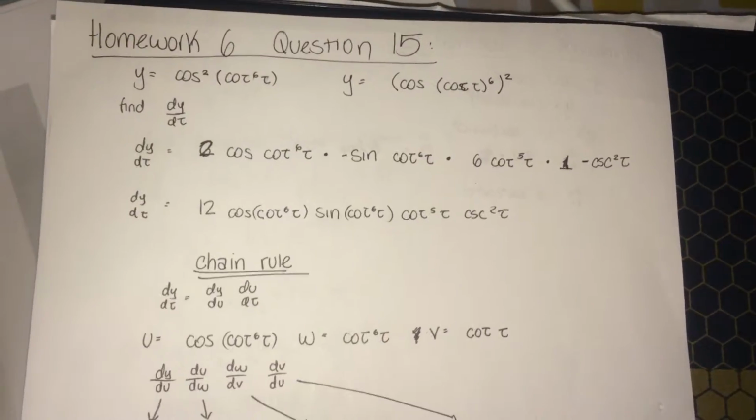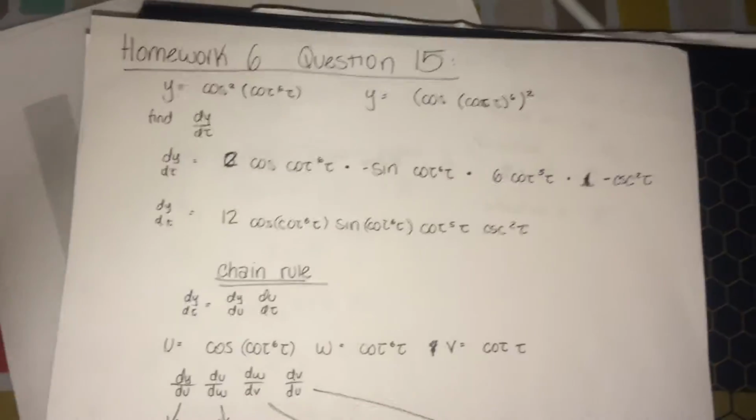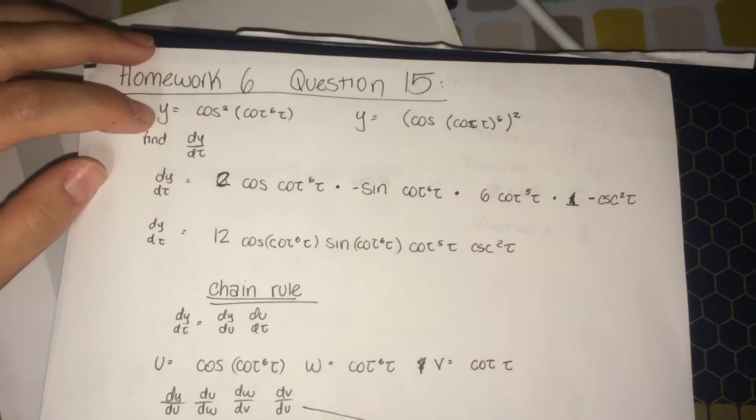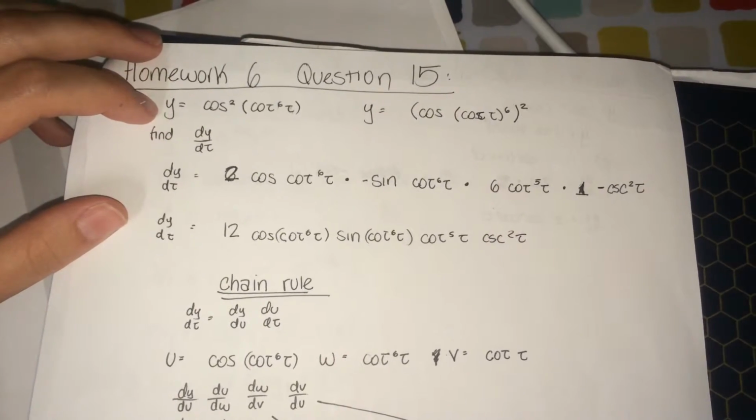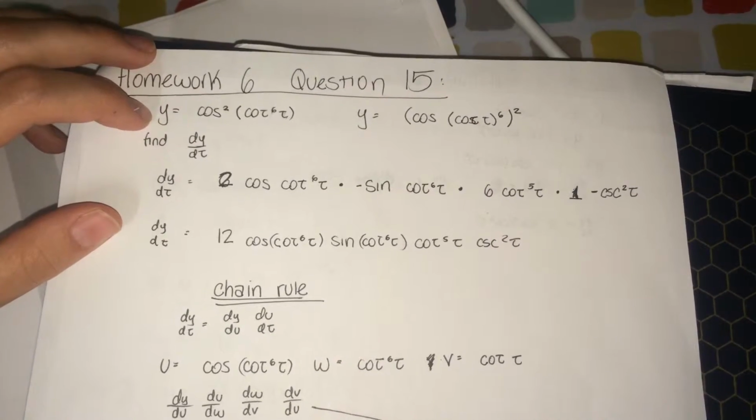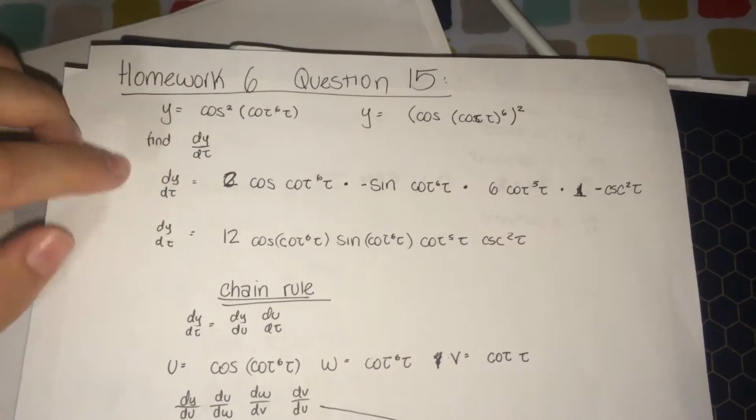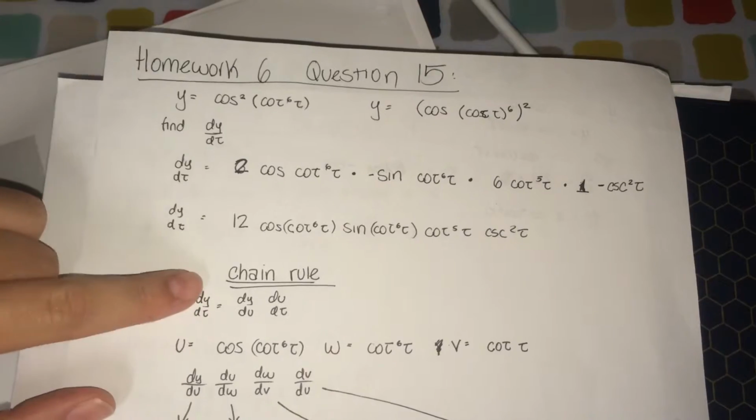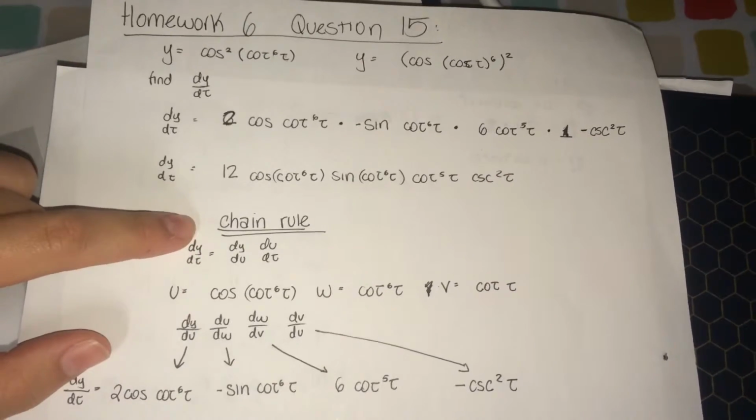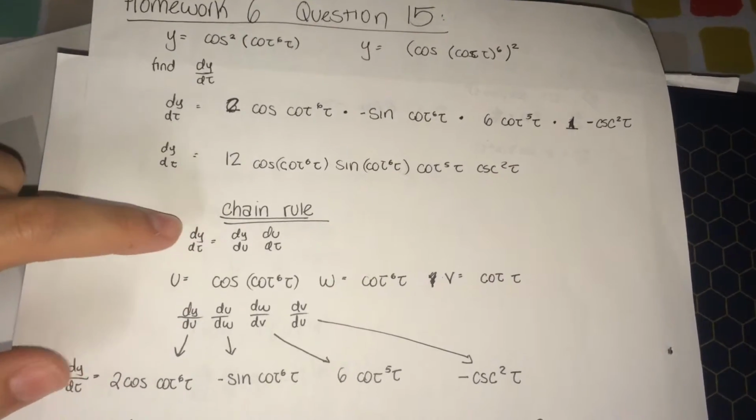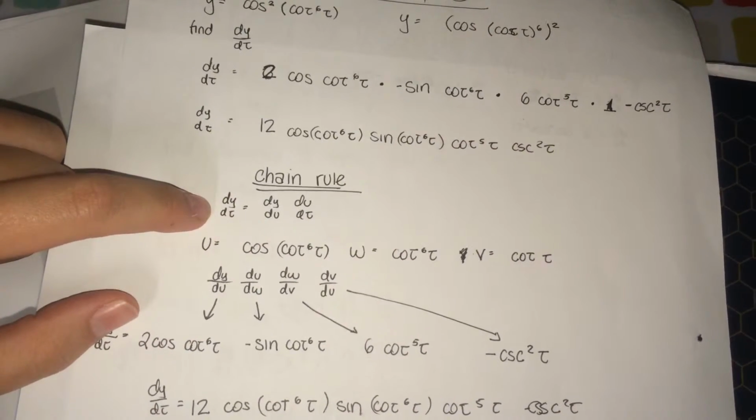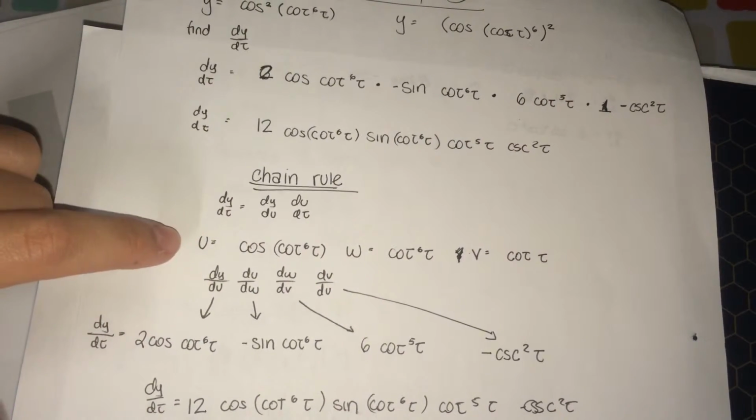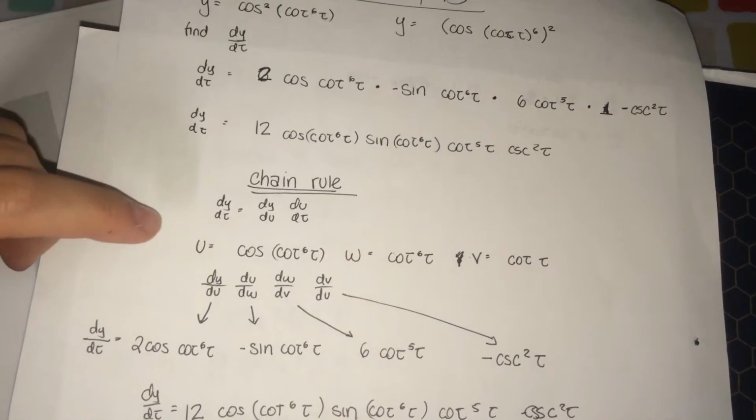So this is homework 6, question 15, and the question is, find the derivative of cosine squared cotangent to the power of 6t. So in this case, we're always going to use the chain rule. In order to make my job easier, here's the application of the chain rule, the formula. And to make my job easier, I have decided to assign a value to each of them.